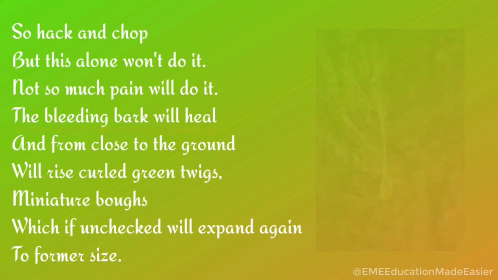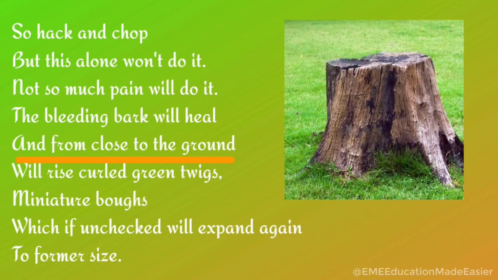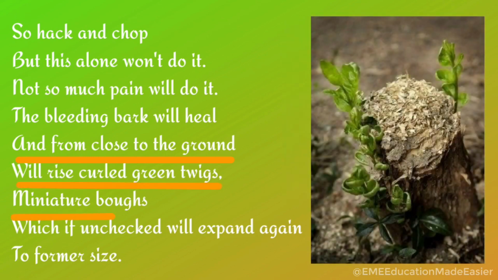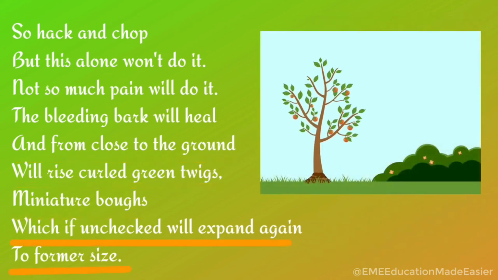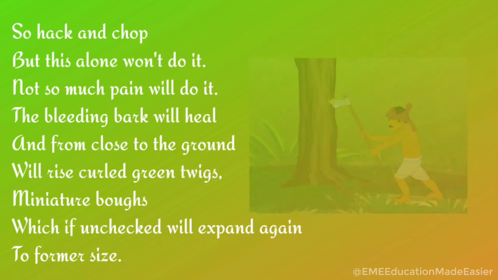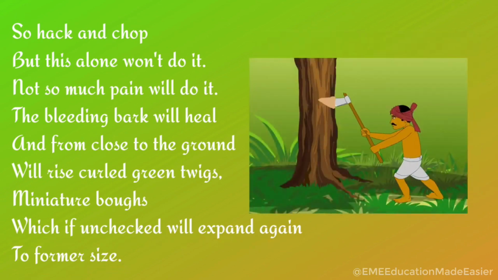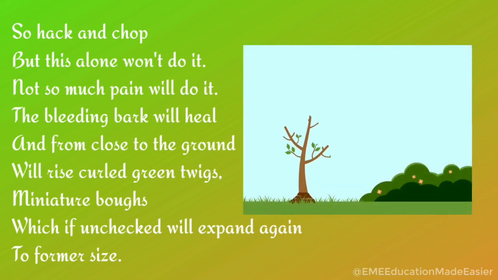Even if the whole of the trunk is hacked, the stump close to the ground will sprout again, and small green curled branches will appear. These branches, if not hacked again, will grow till they attain the original size of the tree. Therefore, hacking may harm a tree for some time, but the tree has the potential to heal itself and regenerate into its former size.